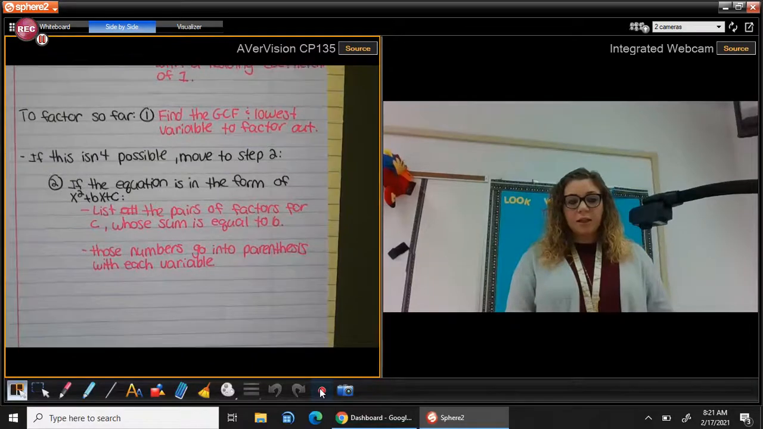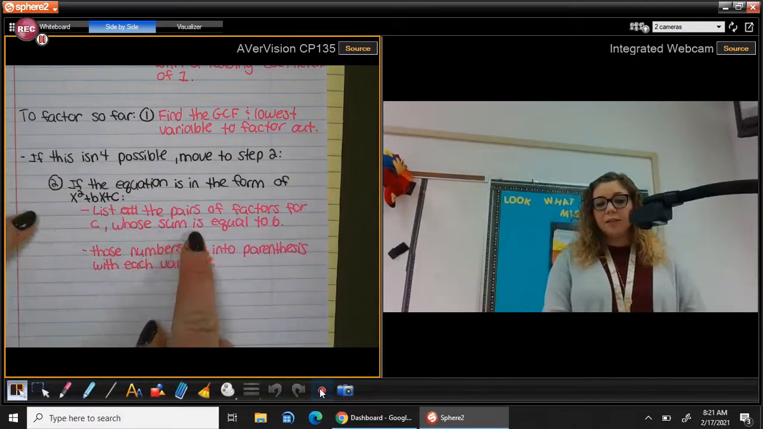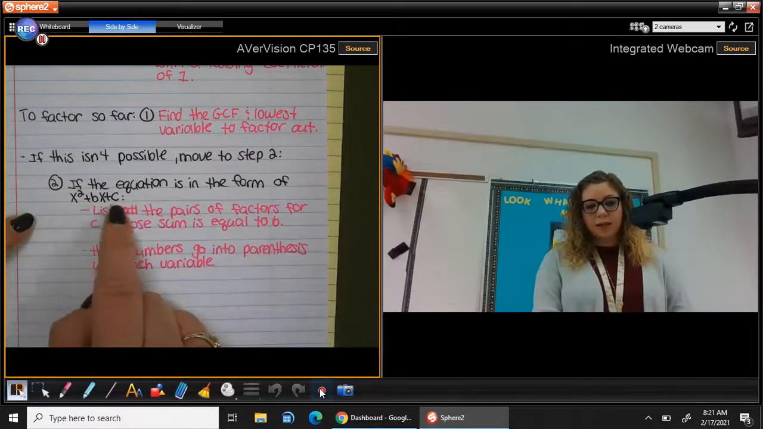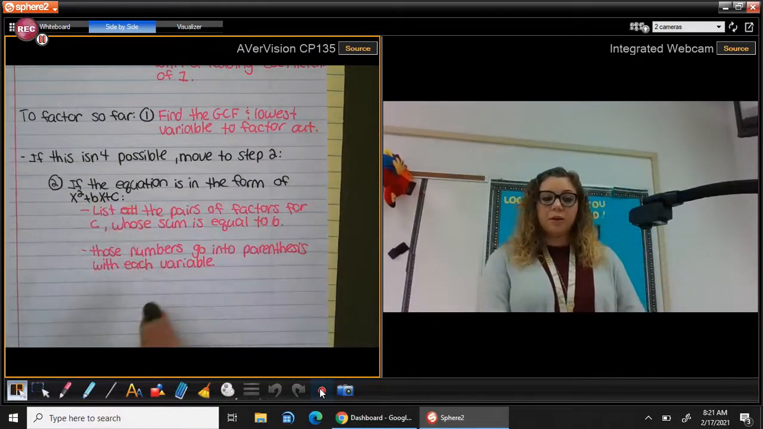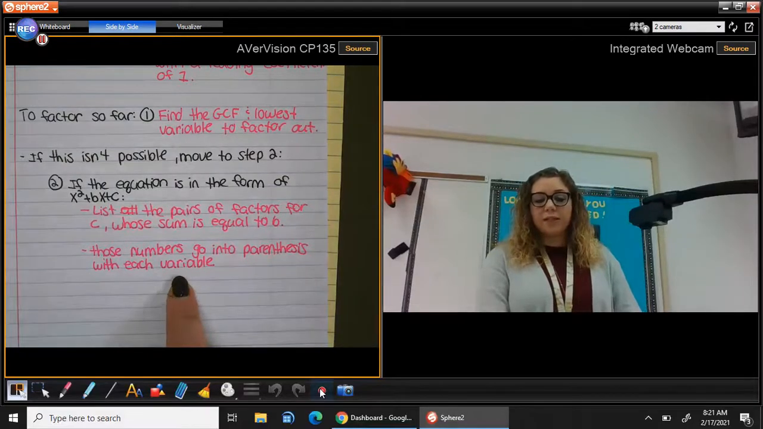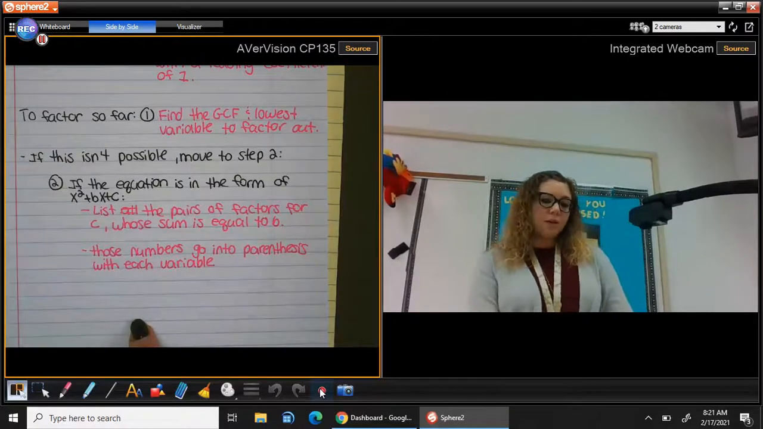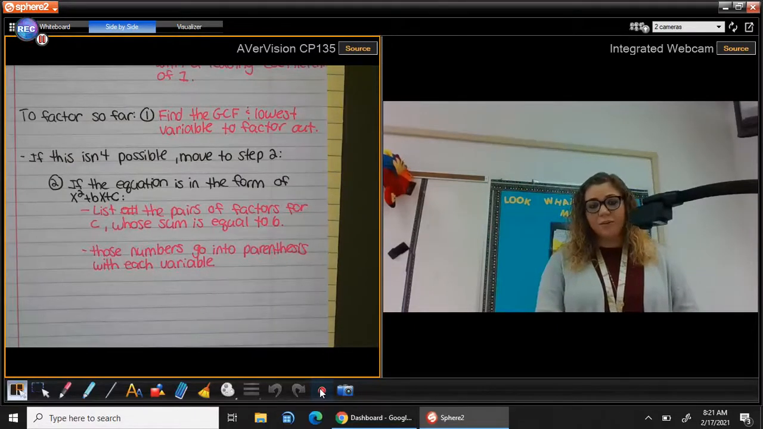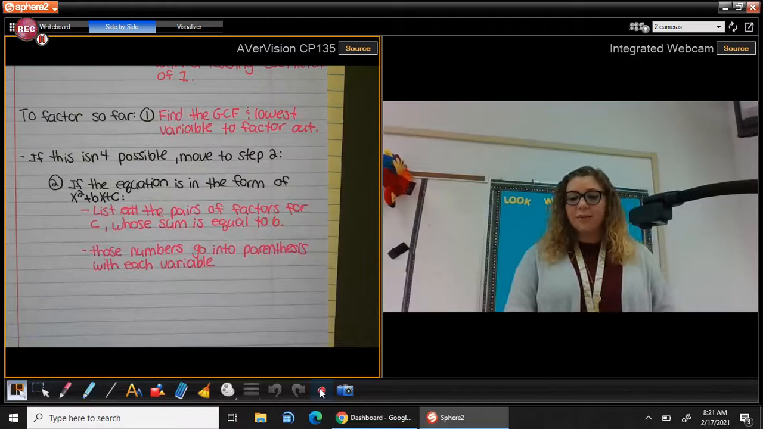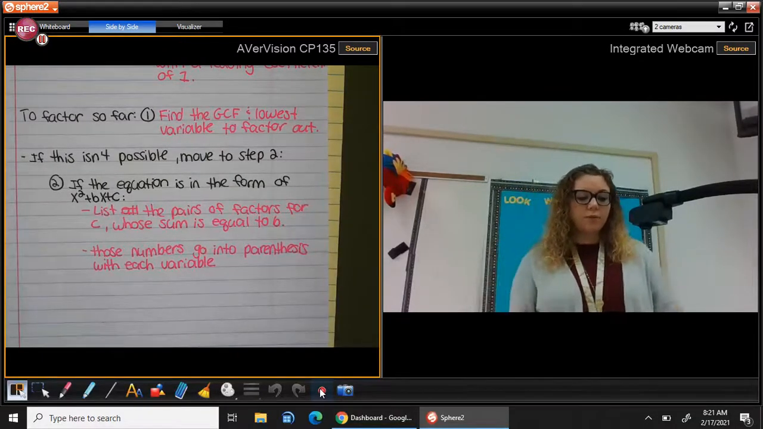You're going to list all the pairs of factors for c whose sum, that means when you add them together, is equal to b. So you're going to find the factors of c, and pick a pair that would give you b when added together. Those numbers will go into parentheses with each variable. If your variable is x, it's going to be x. If your variable is v, it's going to be v. You're probably wondering what am I doing, and you're probably really confused right now, but it's going to make sense when we actually apply this to a problem. So go ahead, pause the video, copy this down, and then we're going to move on to some examples.